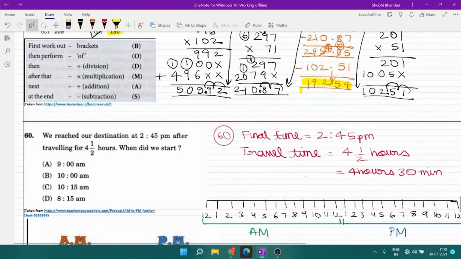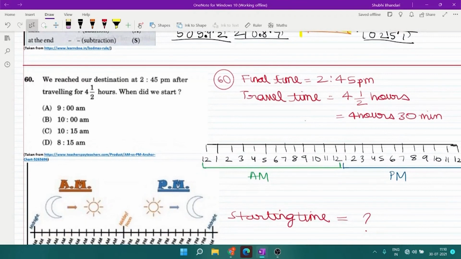Now let's move on to the final question, which is the 60th question. We reached our destination at 2:45 p.m. So the final time is 2:45 p.m. after traveling for 4.5 hours. So the travel time was 4.5 hours. When did we start? So we don't know the starting point. So now 4.5 hours means 4 hours 30 minutes, because 1 hour has 60 minutes. So half hour will have 30 minutes.